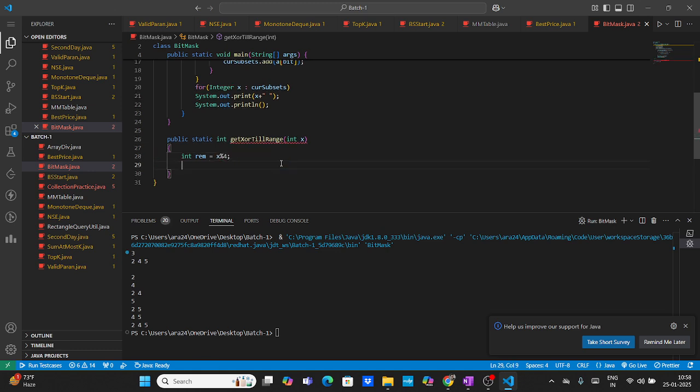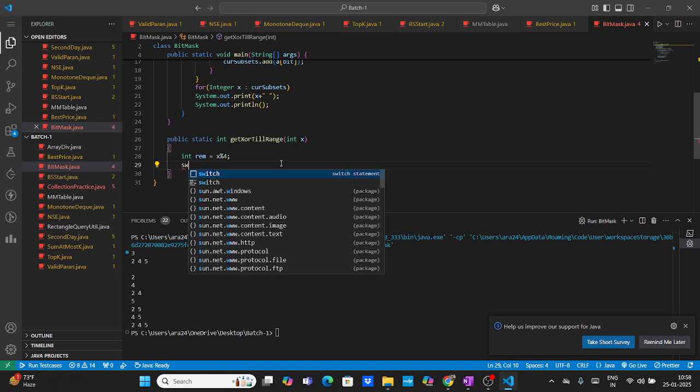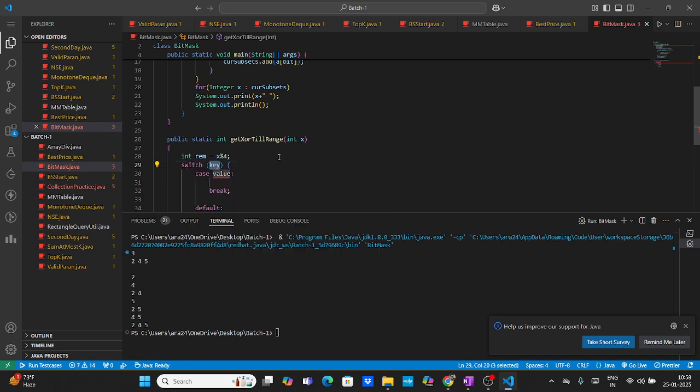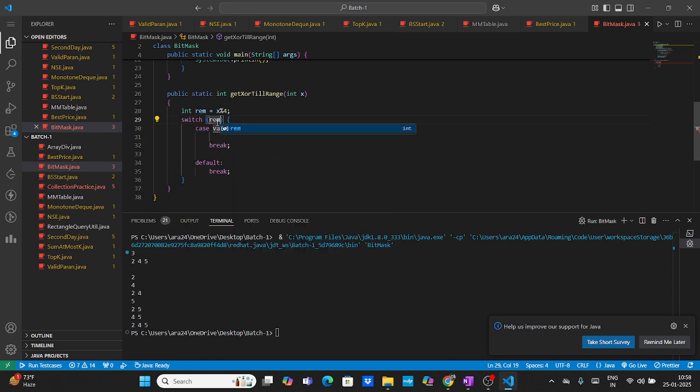The next thing is if else, right? So instead of if else, I am writing switch. If case is 0, it is x. If case is 1, it is 1. If the case is 2, x plus 1. Case is 3, zero. Break is not required, I guess, right? Anyhow, we are returning, right?